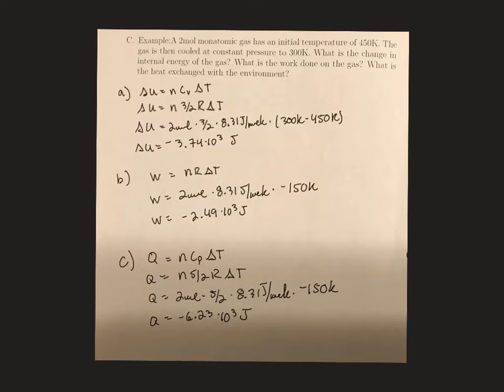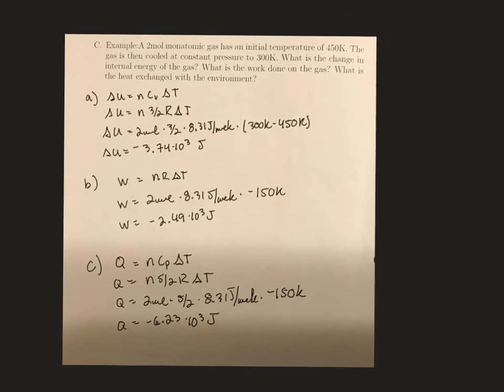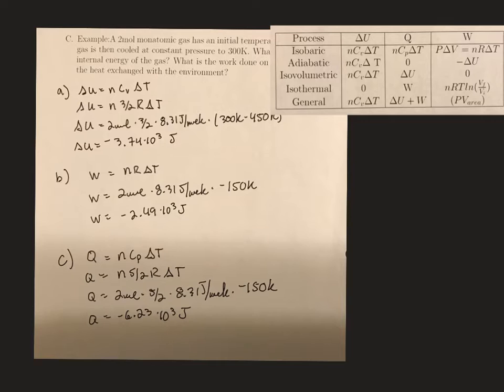So I would go to my table of equations, and I would see that for an isobaric process, to calculate the change in internal energy, we want to use the number of moles times molar specific heat at constant volume times the change in temperature. So I know my number of moles from the problem. I know that the molar specific heat at constant volume for a monatomic gas is 3/2 times the ideal gas constant. And then I plug in the change in temperature.